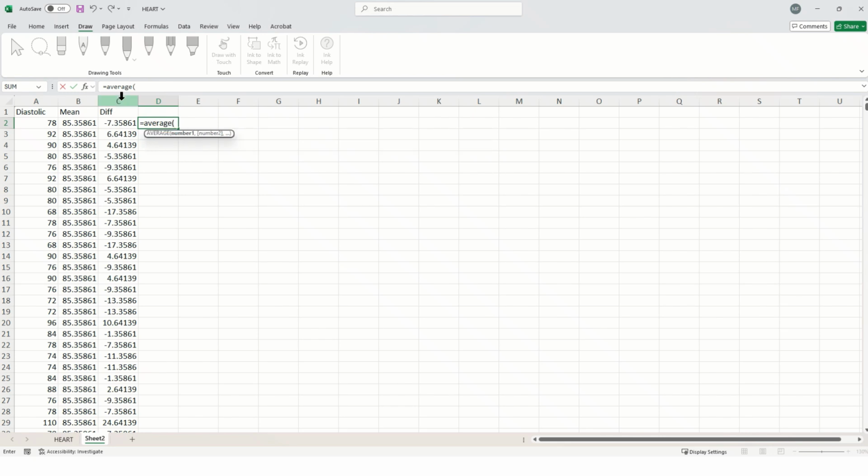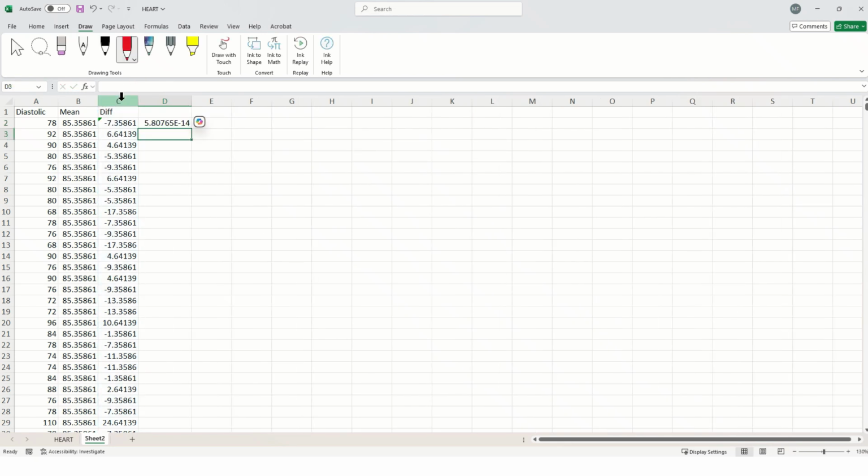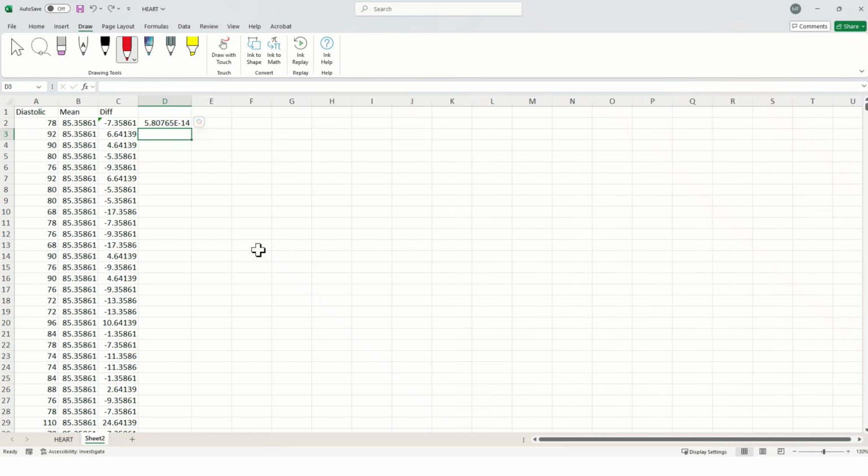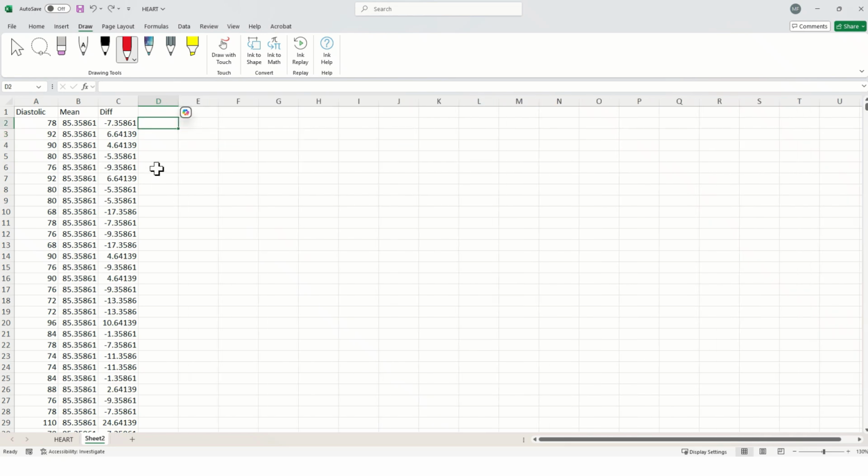For example, if I calculate this, we see that this value, whatever it is, is not giving us any useful, meaningful information. The old school method of getting rid of all these negative signs is to multiply these values by themselves. Let's do it and then I will explain. Let's label column D as squared difference. And let's multiply each of these values by themselves.